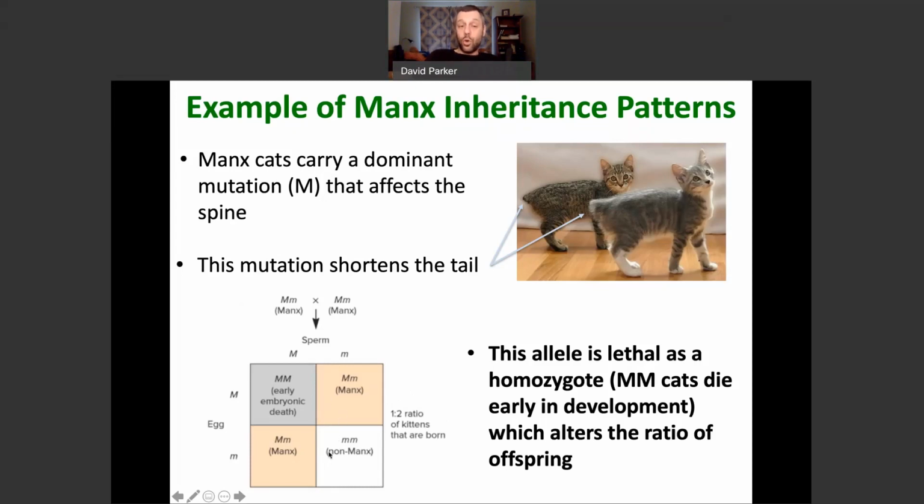Notice that Mendel's laws are still perfectly fine here. You're still getting independent assortment, and you're still getting segregation, but the phenotypic ratios are different because of phenotypes that exist, one of them being lethal.